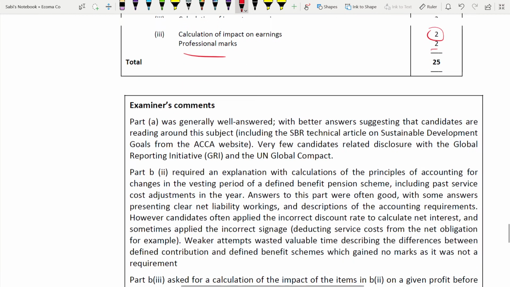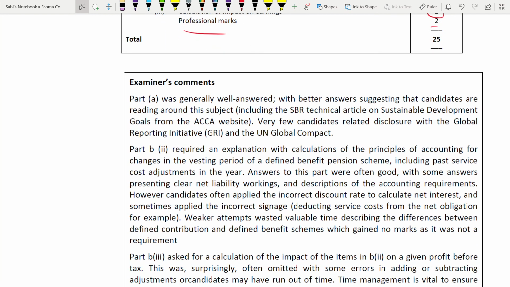Now let us go to the examiner's comment and end this before I go to the next question. Examiner said that students usually did well in part A. They are pleased. That means students are reading the SSCA technical article on SBR, that is Sustainable Development Goal. That's good. I didn't expect that the examiner would be so happy, but it looks like they're happy.